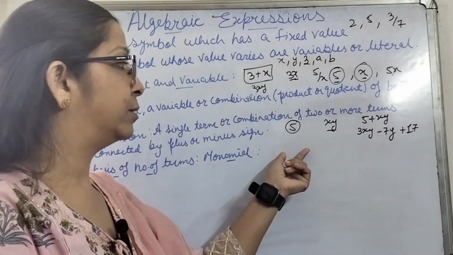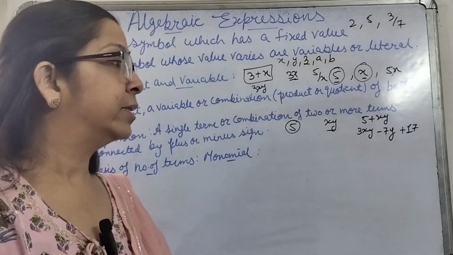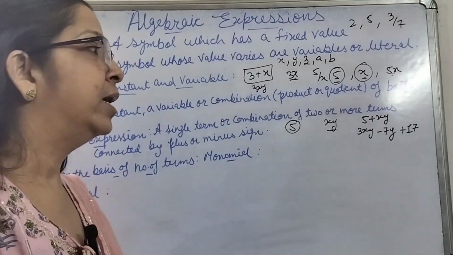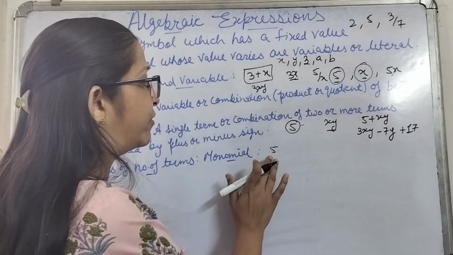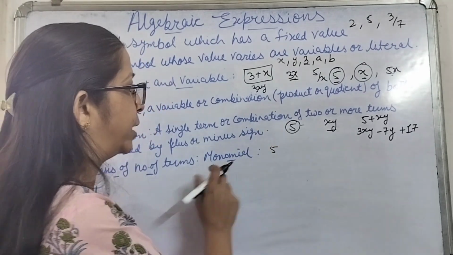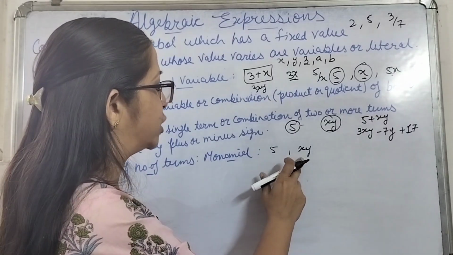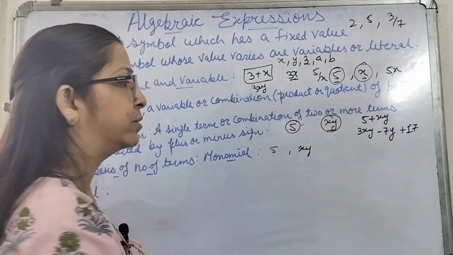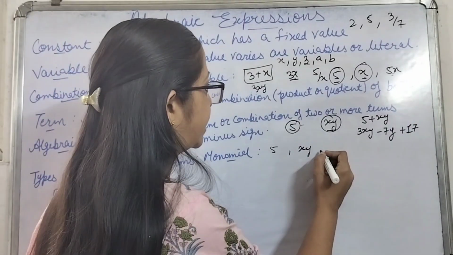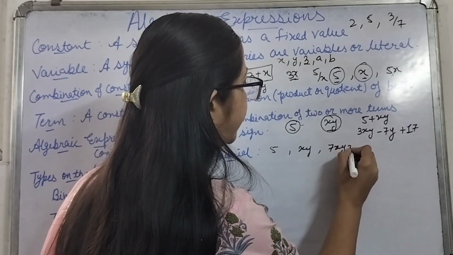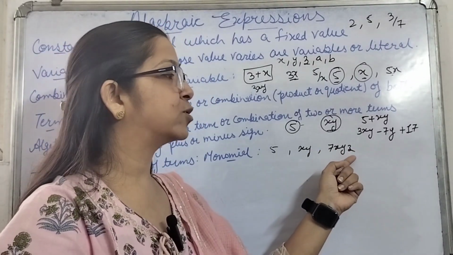If the number of terms in the algebraic expression is only 1, then we say it is a monomial. Individually, 5 is an algebraic expression which has only one term. It is a monomial. If I take xy, it is even an algebraic expression, and in this there is only one term, that is xy, so it is even a monomial. We can say 7xyz is even a monomial because there is only one term, that is 7xyz.